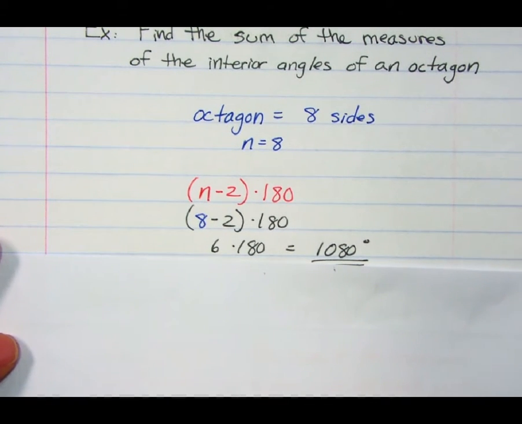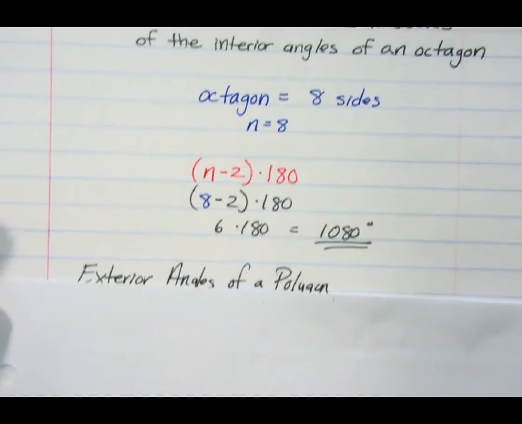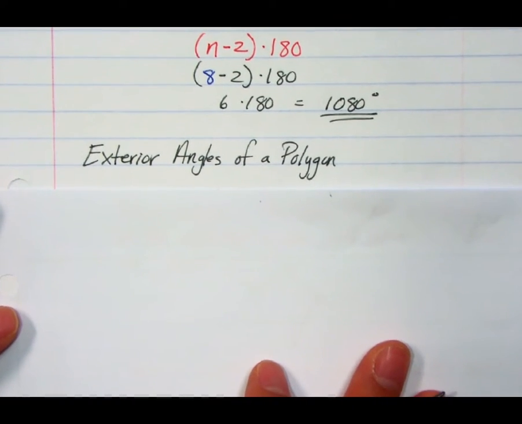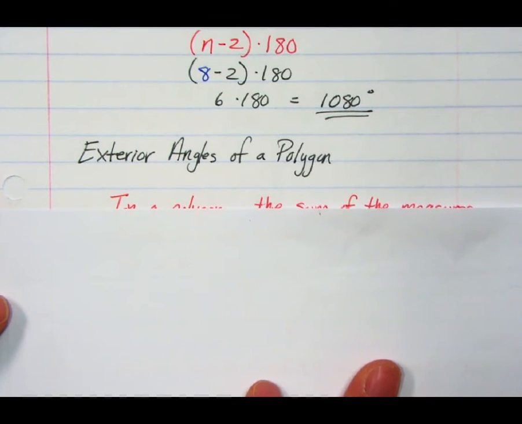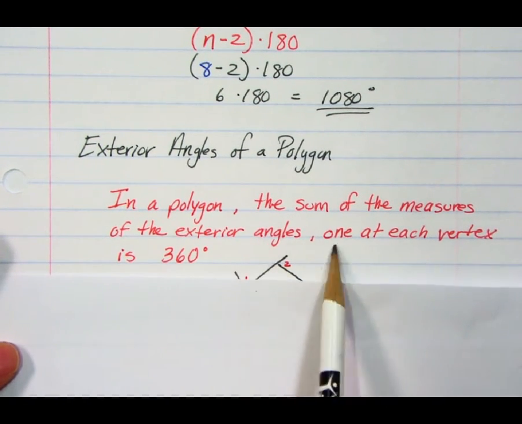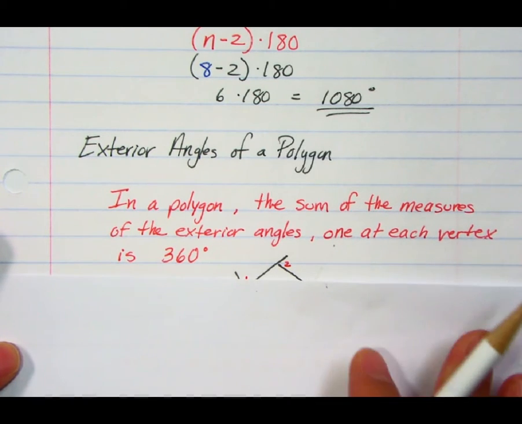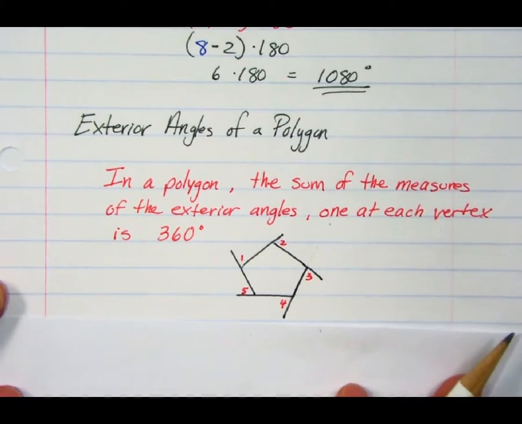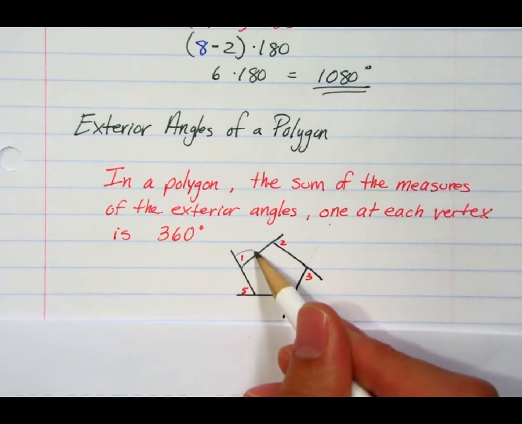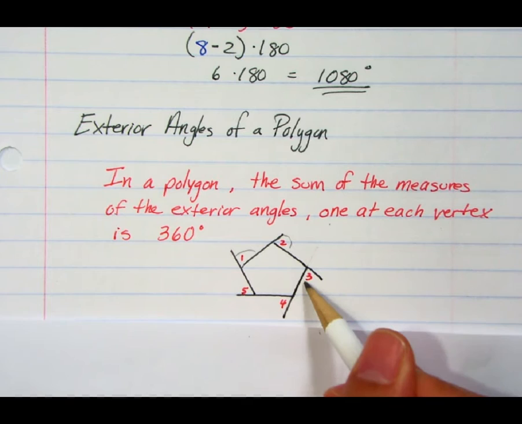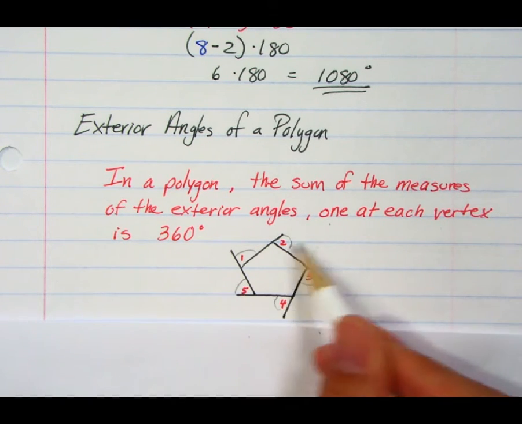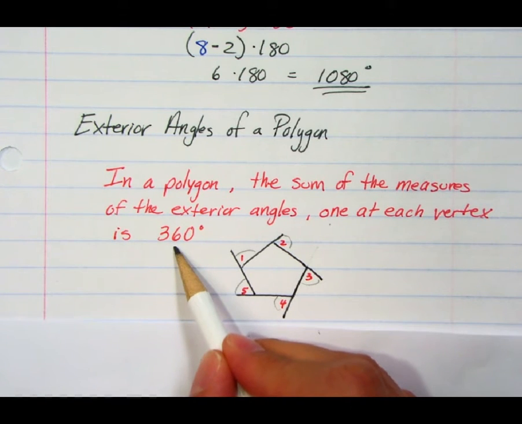Okay, excellent. Great, and then here's my next concept, my last concept for today: exterior angles. So we want to talk about, what about the outside of a polygon? In a polygon, the sum of the measures of the exterior angles, one at each vertex, is 360. Say what? Basically says, look, if I got, this is a pentagon, and I'm going to talk about the exterior angles now, the ones that are just outside of the polygon. So if I had to add up all these 5 angles, they're going to equal 360.